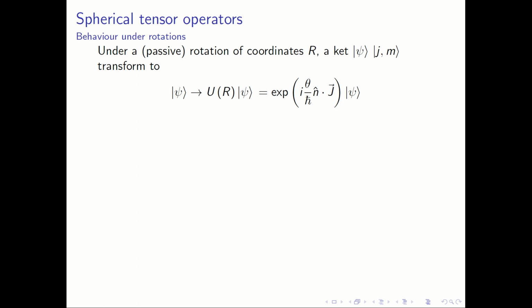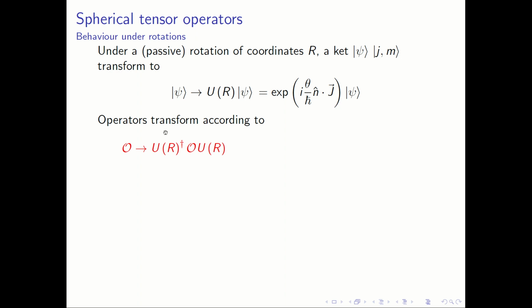Just to point out once again, this plus sign in front of the i theta by h cross n hat dot J here is a result of using passive rotations. For active rotations, which many books use, you would see that the operator for rotations UR is given by exponential of minus i theta by h cross n hat dot J. So this change in sign would usually be the case when we are talking of active rotations as opposed to passive rotations. But this is how states change.